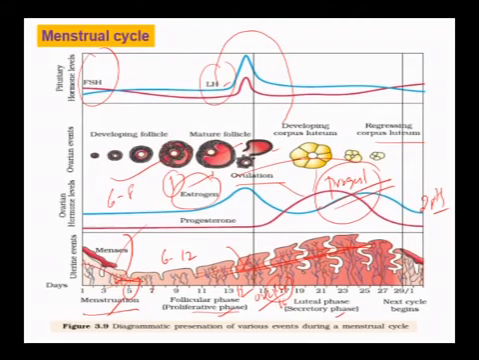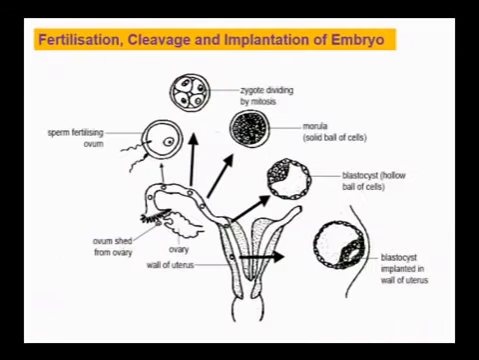So this cycle of changes in the female reproductive system during reproductive phase is called menstrual cycle. Coming to the next aspect called fertilization and embryonic development. The process of fusion of male and female gametes is called fertilization, and the product of fertilization is called zygote.